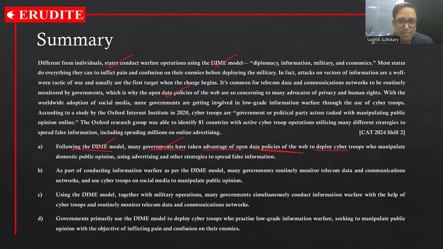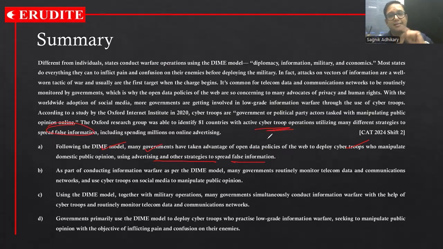To deploy cyber troops is the third aspect that we were talking about, who manipulate domestic public opinion using advertising. Using advertising is a passing reference. One could include this or may not include this. It's not necessary to do so. But we see that we have one tally here, the second tally with governments here. Open data policies to deploy cyber troops, that's the third tally here. Manipulate domestic opinion using advertising. Other strategies to spread false information, which is specifically an argument from here, which is also relevant to cyber troops.